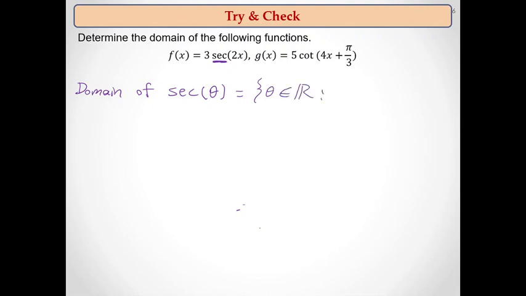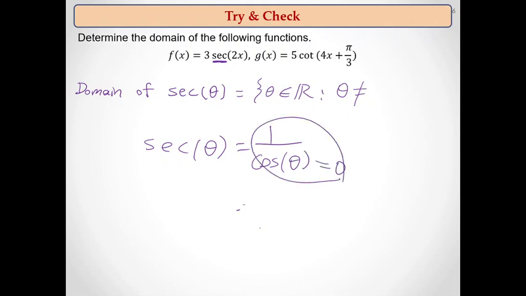Now this will be equal to all theta in R, such that theta will not be equal to what? I don't remember. I have to look at the table. But can I find it somehow? Yes, I can do some tries. Secant means one over cosine theta. What makes it undefined? If cosine is 0, then this is undefined, right? So what makes it 0? Cosine 90 degrees, as far as I know, is 0.